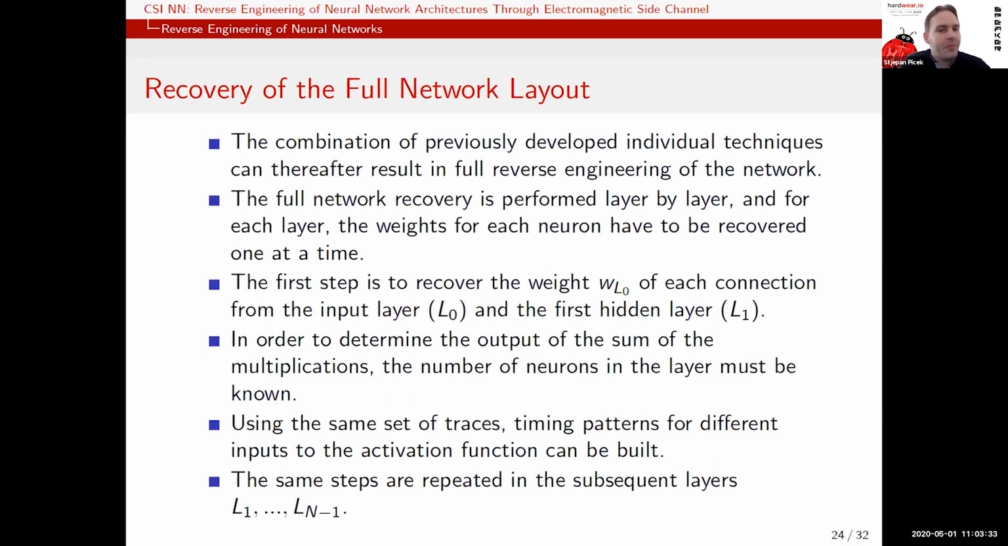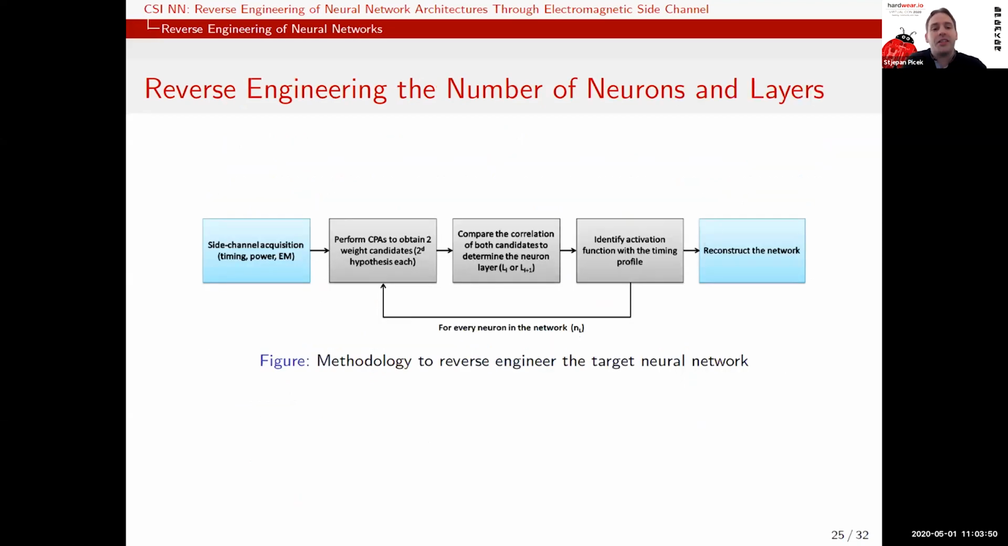So to recover the full network layout, you need to combine all those steps. So timing for activation functions, simple power analysis for the neurons, correlation EM analysis for the weights, for the layers. And this is how it looks in the whole framework. First you do your acquisition, you collect your timing information, your power information, your EM. Then you perform your CPA to obtain 2 weight candidates. You compare, you find the layers, you identify the activation functions, and you reconstruct the network.